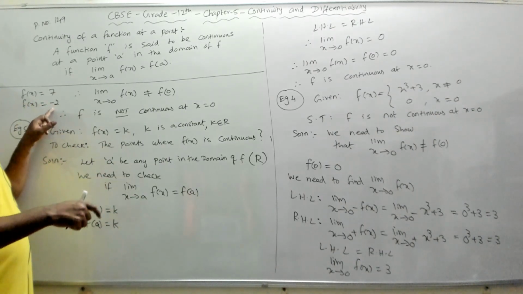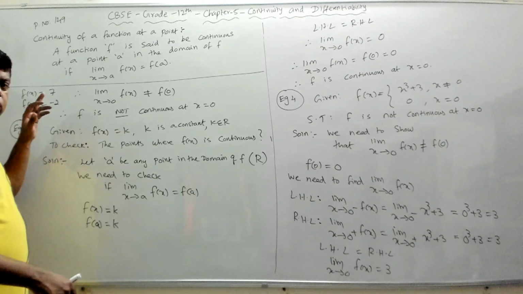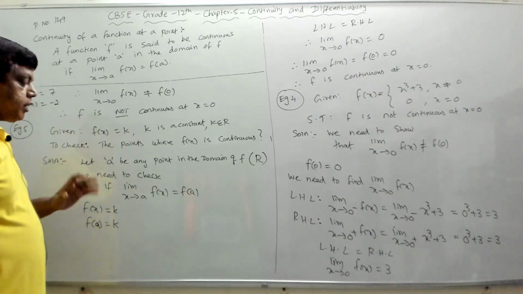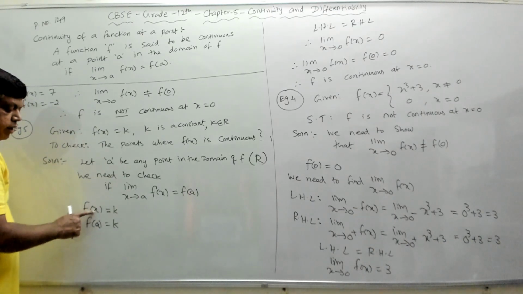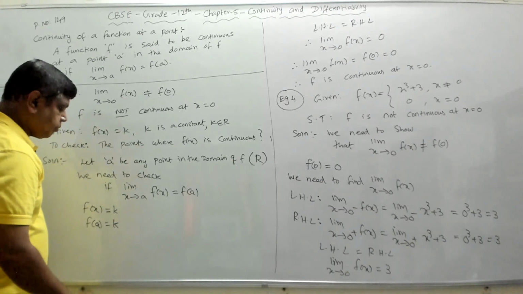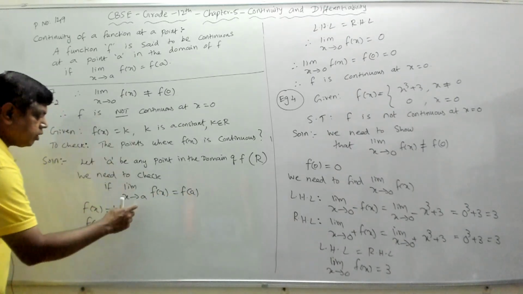F of 2 is minus 2. F of 3 is minus 2. So for any value of x, the function value will be minus 2. Here f of x is k. So any value I put for x, if I put x equal to a, then my answer will be k. So f of a is what? K.